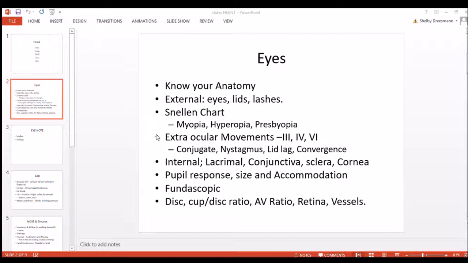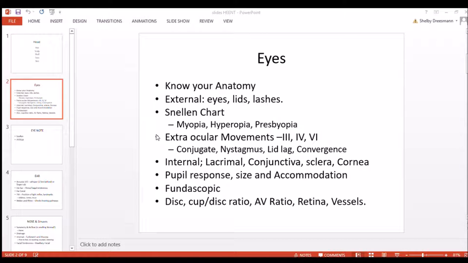Use E for those who cannot read, so they can just point the directions of the E. 20 to 30 means that the patient can read at 20 feet what a normal person can read at 30 feet. So if the second number is bigger, that's not good. That means you have bad vision. So you want the denominator number to be lower, or 20.